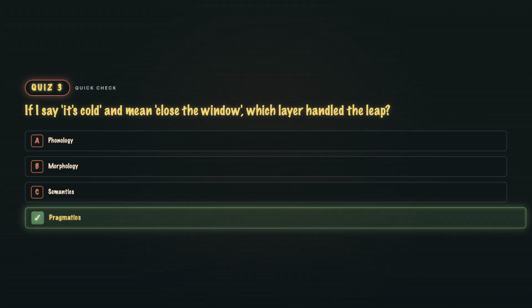D. Pragmatics. Semantics gave you the literal meaning. Pragmatics did the work of figuring out what I am actually trying to do with that sentence. The act of hinting is a pragmatic act.